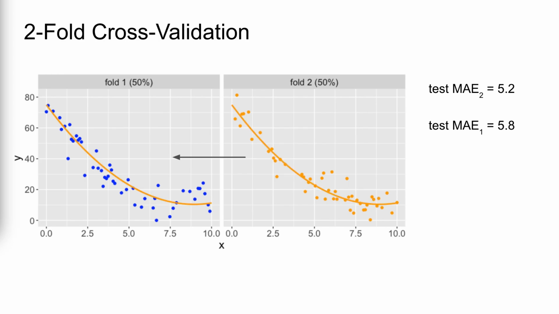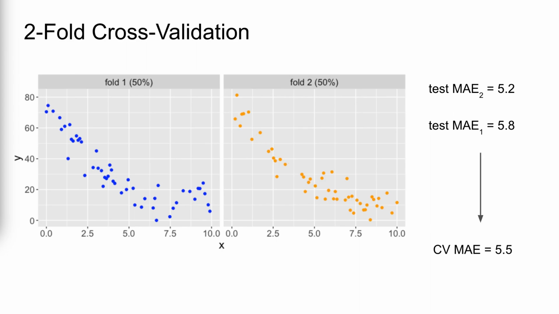So we won't stop here. Rather, we'll reverse the process. We'll build a model using the data in fold 2, use it to make predictions for the cases in fold 1, and subsequently measure the resulting test mean absolute error, labeled MAE1. This explains the cross part of cross-validation. The training and test sets cross roles in the two validation steps.